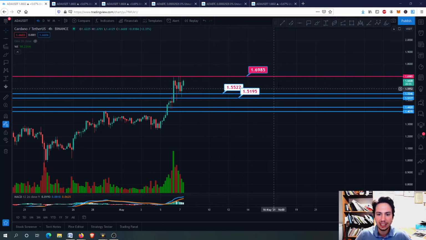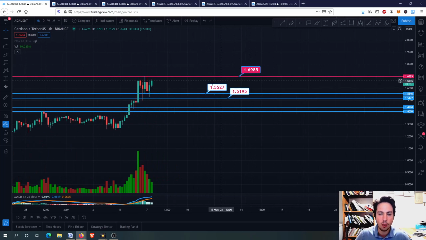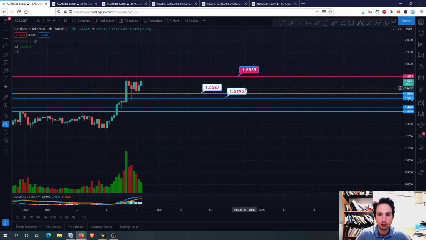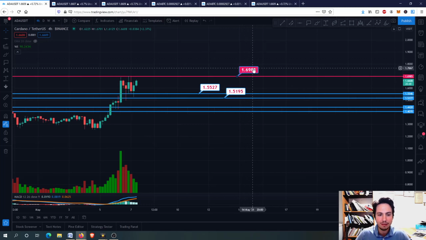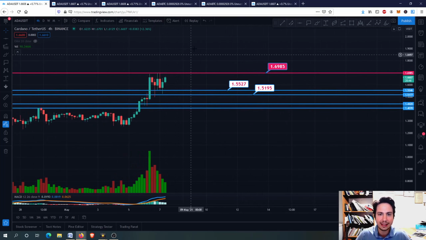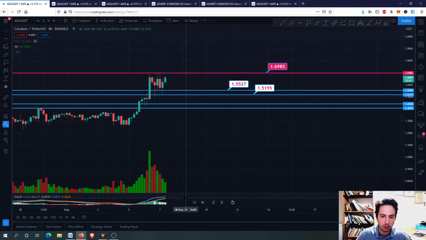Right now, our major support levels are 1.55 and 1.52 USD, and of course our 1.70 resistance line, which I think we will break above. We will discuss though about that.